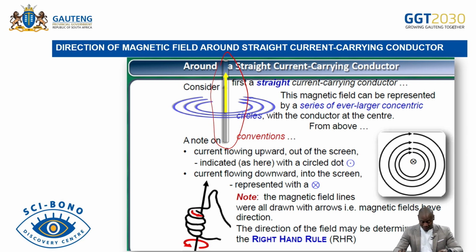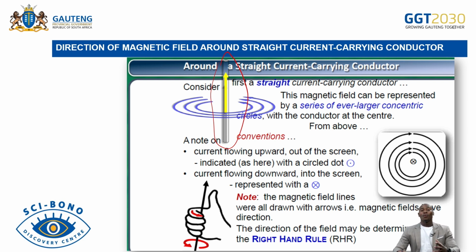As you can see here, these lines are magnetic field lines. The magnetic field lines represent the magnetic field, which is the region in space where the ferromagnetic material will experience a force. So around a straight current carrying conductor, there is a magnetic field. It's a straight conductor, right? And there's current flowing through that conductor, so around it there's a magnetic field, right?